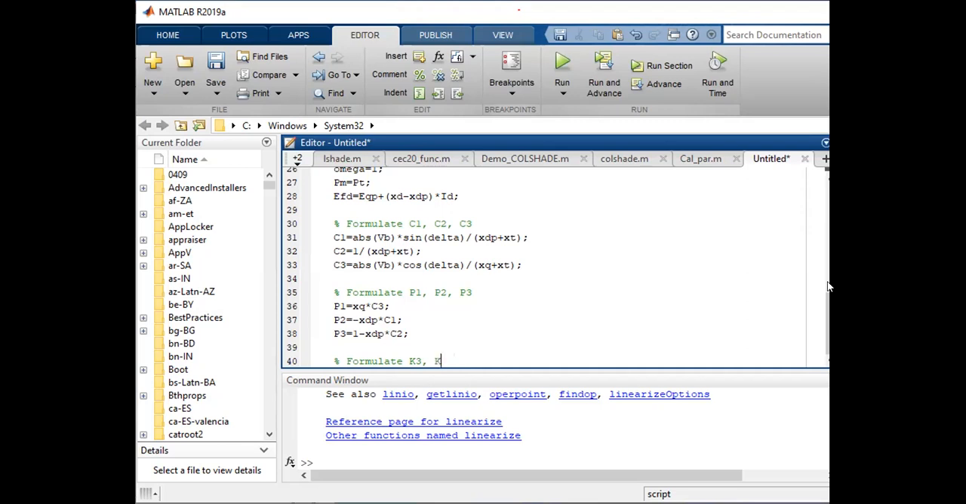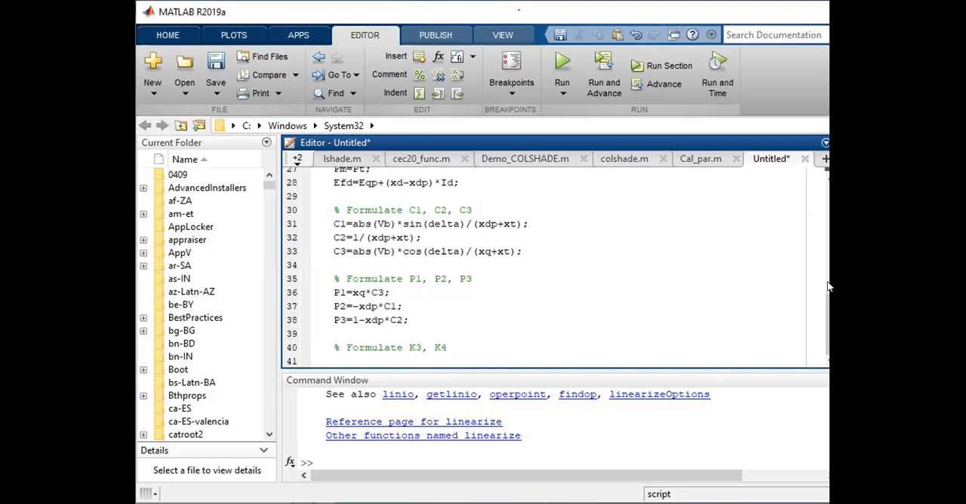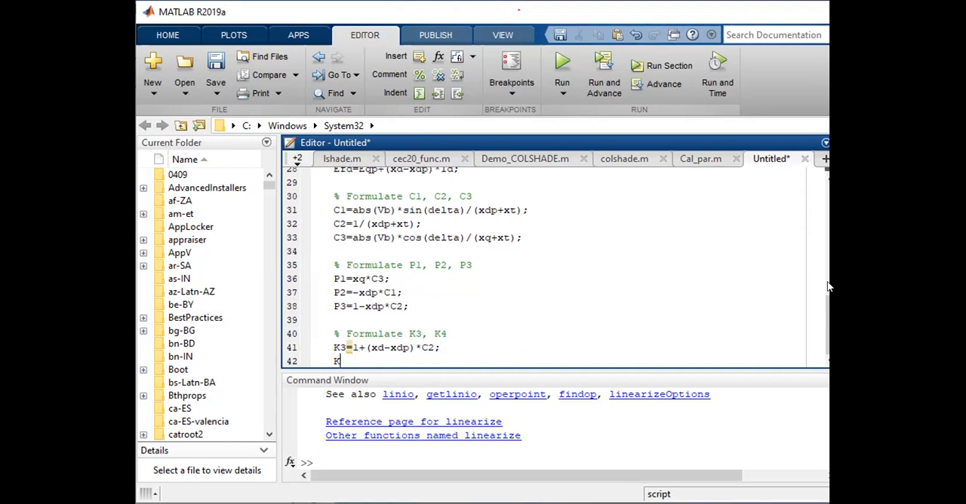K4. So K3 is again from the derivation that we got in the last class, XD minus XD dash into C2. That is K3. K4 is XD minus XD dash into C1.